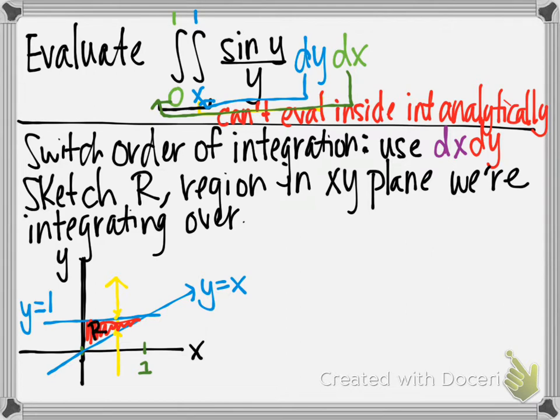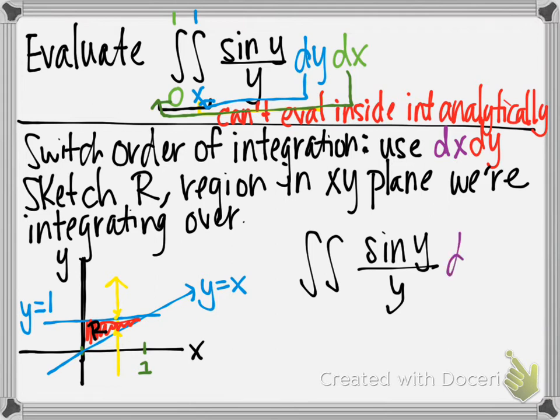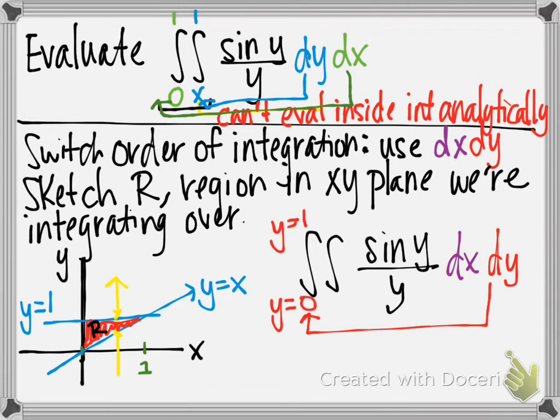Alright, so now that we have R, we can switch our order of integration as follows. First, you're going to leave the integrand just as it is. So you're going to leave sine of y over y inside here. And now we'd like to look at dx dy. Let's start with our outside limits first. You go look at your region R and you say what's the smallest that y can be and what's the biggest it can be. You see in this triangle the smallest that y can be is y is 0, and the biggest it can be is y is 1. Those are your outside limits of integration.